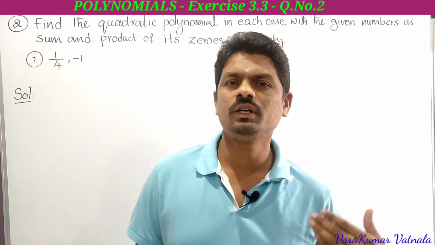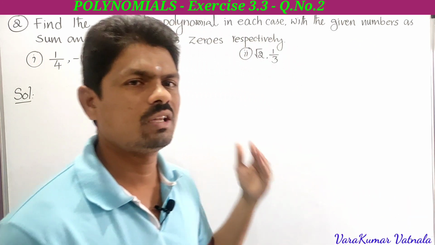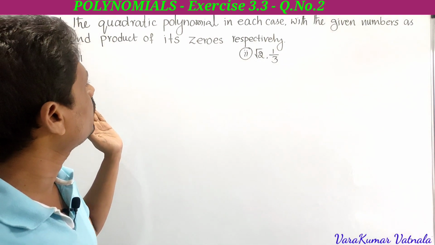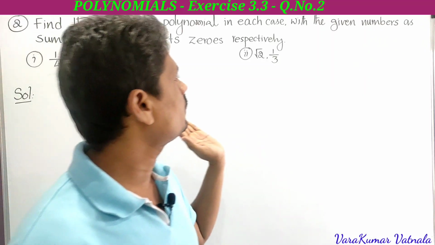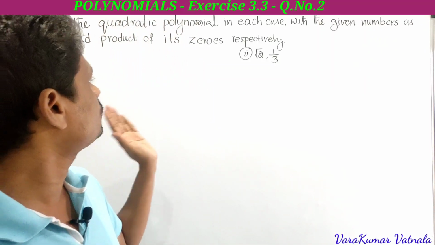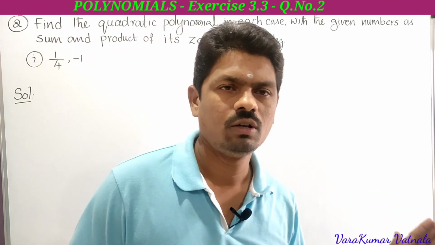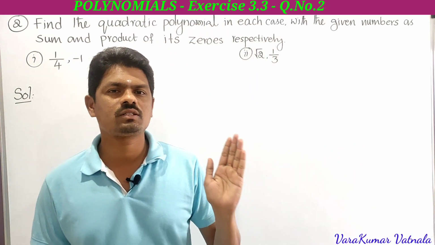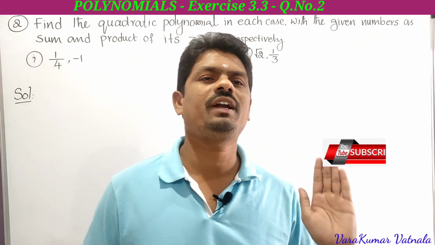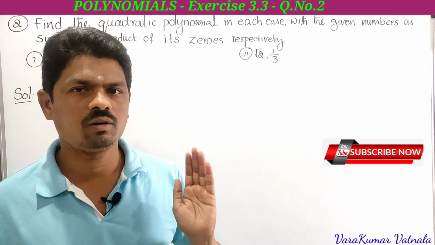So already we have completed the first one. See here what he is asking us to find. Find the quadratic polynomial in each case with the given numbers as the sum and product of its zeros respectively. So here he has given the sum of the zeros and the product of the zeros. He is asking us to find the quadratic polynomial.